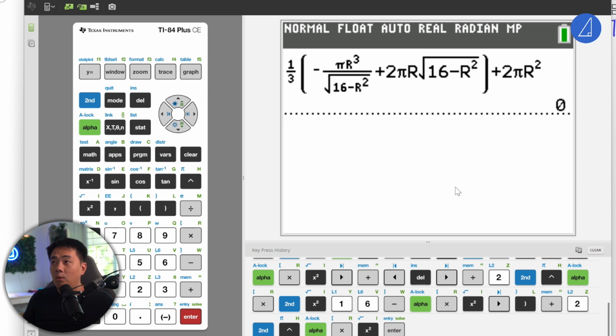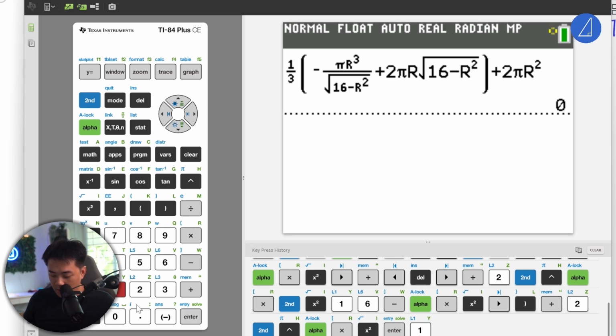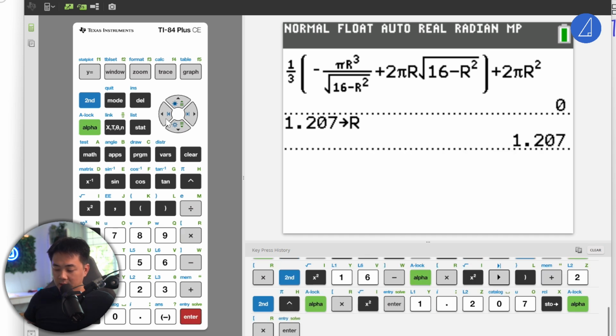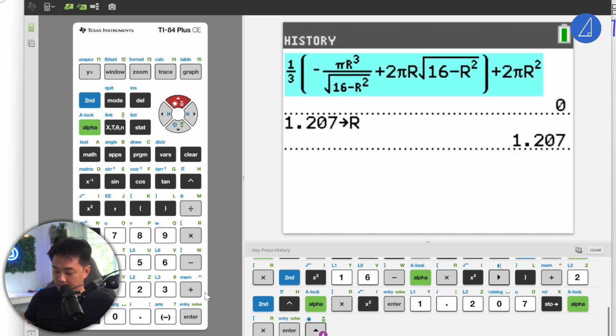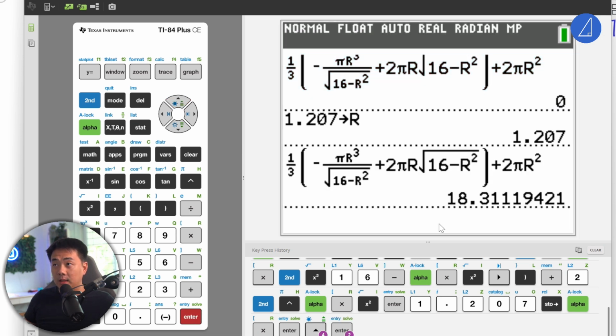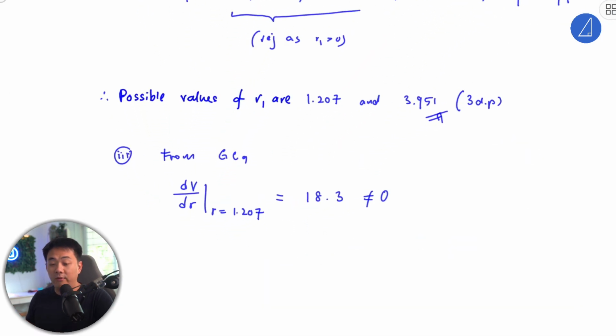So what I do is 1.207, then you just store to r. Okay, press enter. This is the value. Then you just copy this expression here, press enter, and press enter again. This will be 18.31, which means this is not a stationary value here.